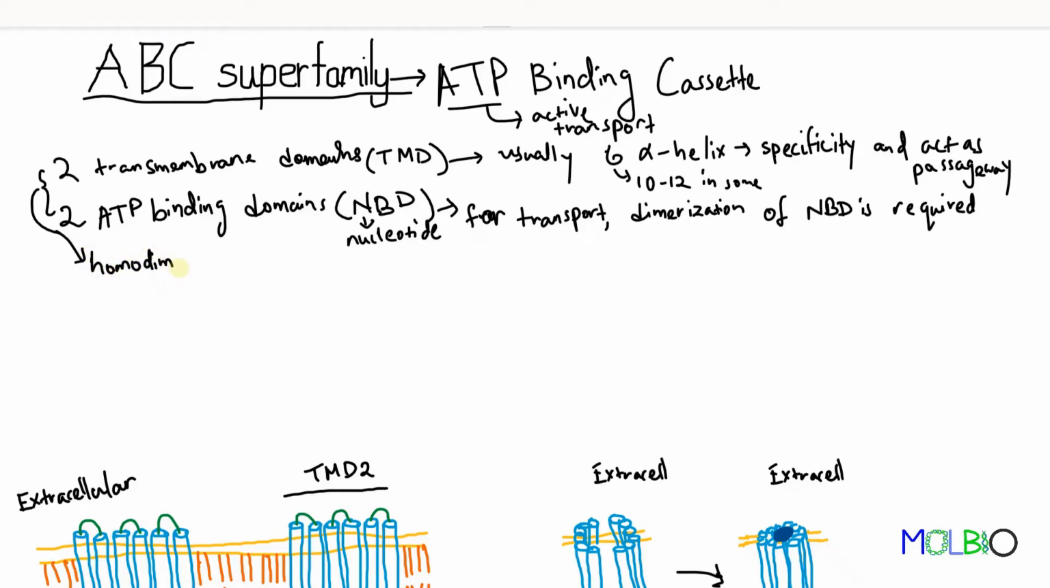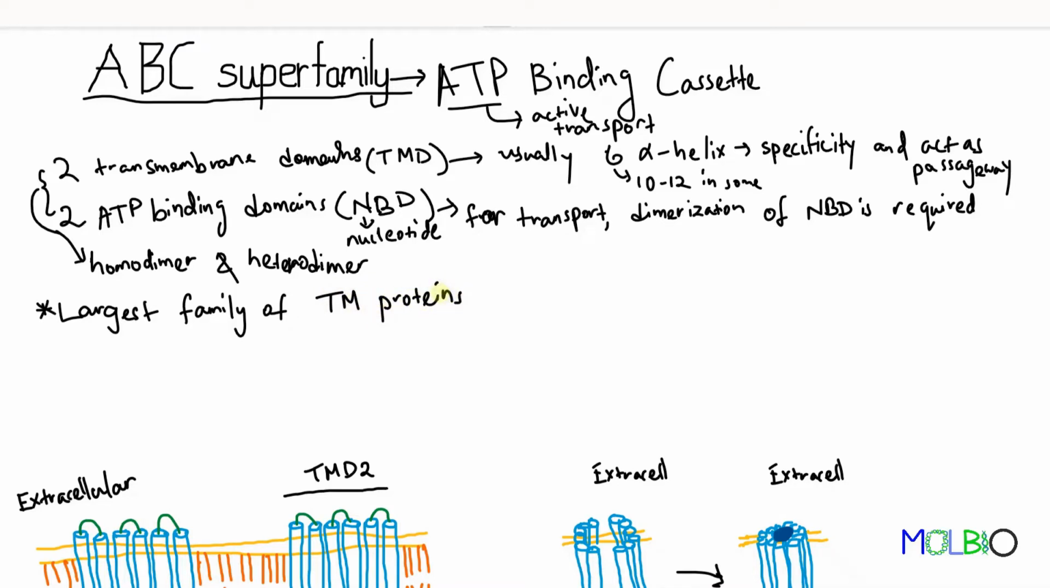As I have already mentioned, they can form a single monomeric unit, but they can also form dimers, and this dimer can be a homodimer or a heterodimer, giving them the flexibility to work with different kinds of substrates. One point to note is that because of this variability, they are the largest family of transmembrane proteins, and their family can be recognized through the presence of conserved ATP binding domains and some of the motifs present in this NBD, which we'll look at soon.